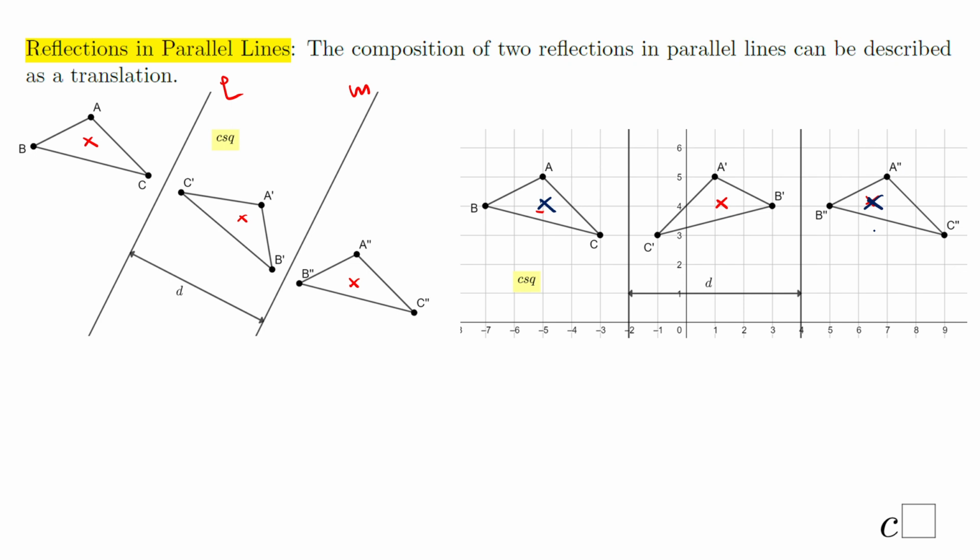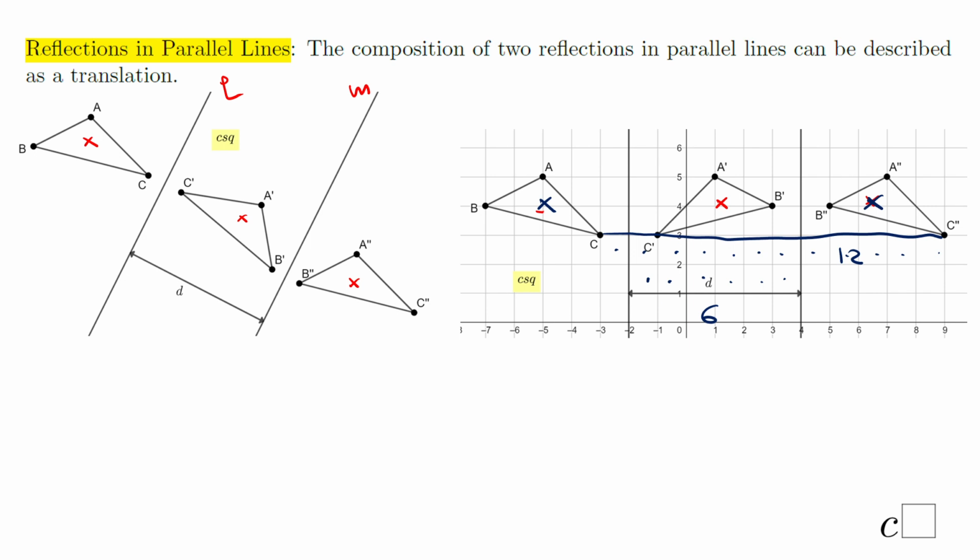The question, how much? Pick any 2 points like C and C prime, and let's count 1, 2, 3, 4, 5, 6, 7, 8, 9, 10, 11, 12. This is 12 units. Let's see how much is the distance between these two parallel lines. 1, 2, 3, 4, 5, 6. So the distance you slide the triangle is twice the distance between the parallel lines.